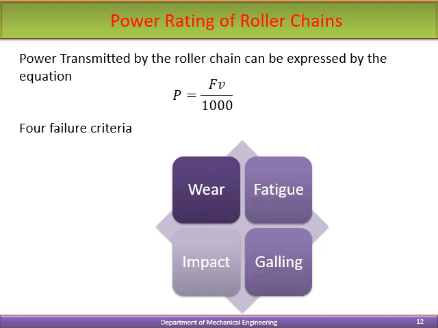Galling is the stick-slip phenomenon between the pin and the bushing. When the chain tension is high, welds are formed at the high spots of contacting area. Such microscopic welds are immediately broken due to relative motion of contacting surfaces and lead to excessive wear even in presence of the lubricant.